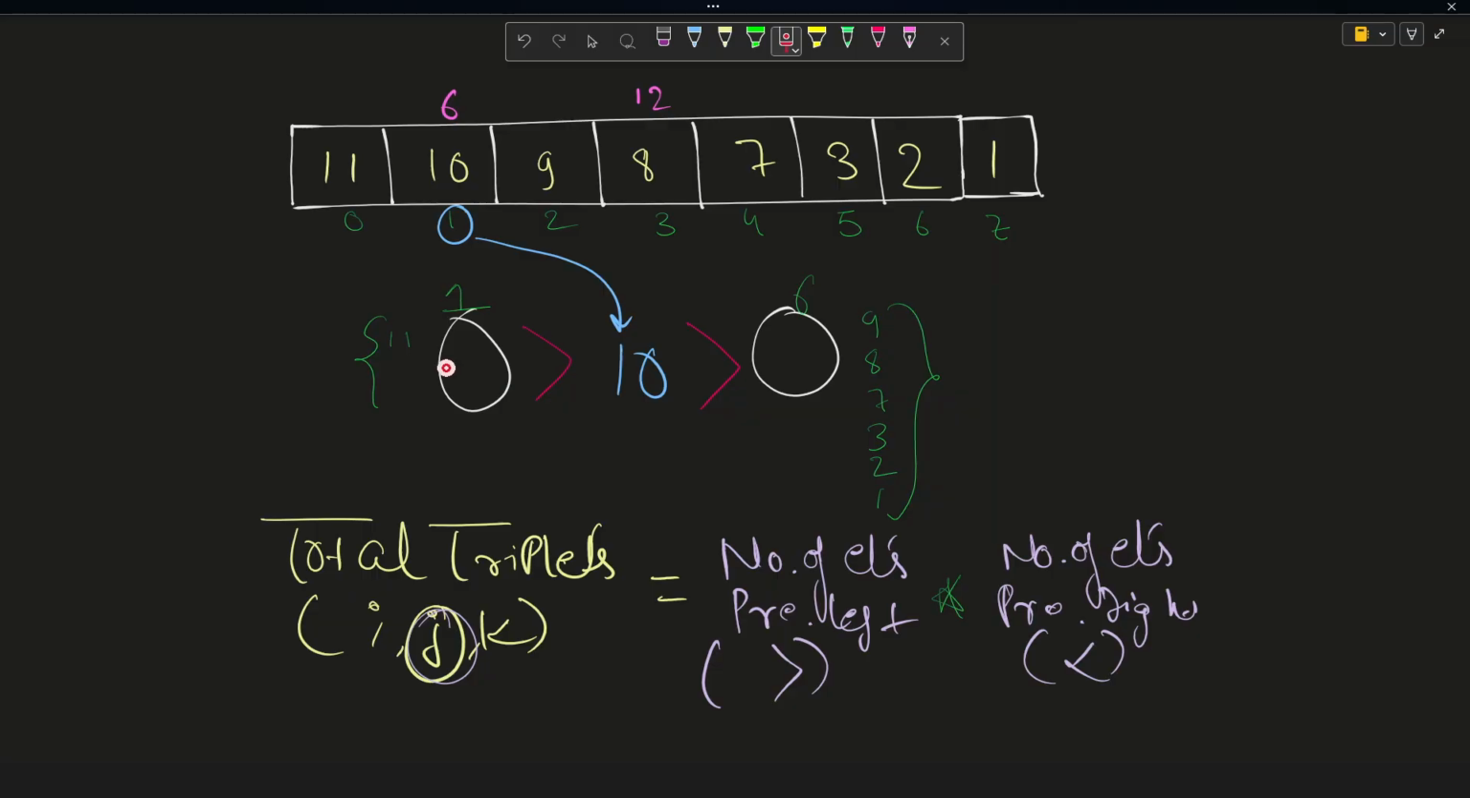So it will be what? So it will be either 11, 10, 9, or 11, 10, 8, or 11, 10, 7, or 3, 2, 1. So that's why a total of 6 triplets are possible. So I wrote here 6.